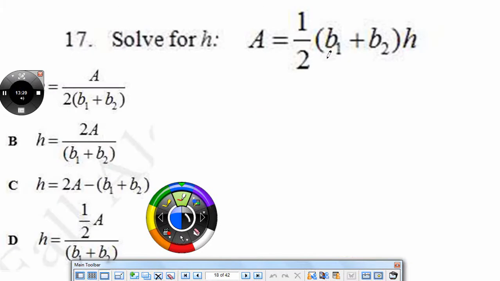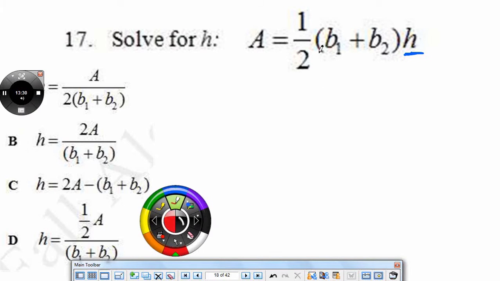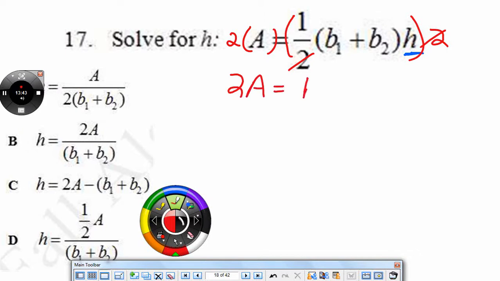Okay, this one will probably seem really hard in the beginning. We just want to get the h by itself. So we basically need to get rid of all these letters. We're just trying to isolate the h. So what you can do right off the bat is multiply by 2. If you multiply by 2, that will cancel this 2, and it'll leave you with 2a equals b sub 1 plus b sub 2 times h.